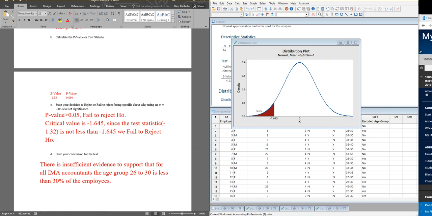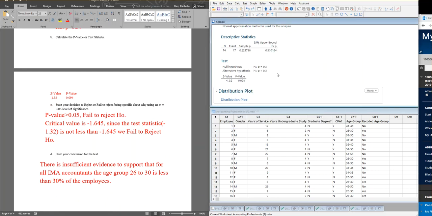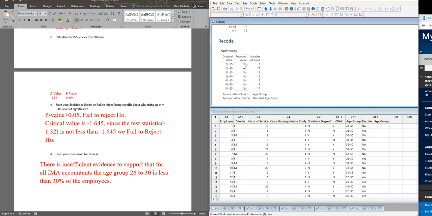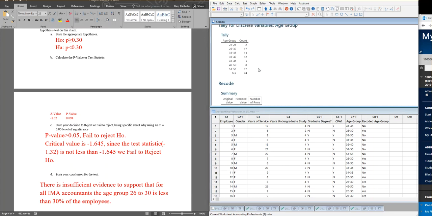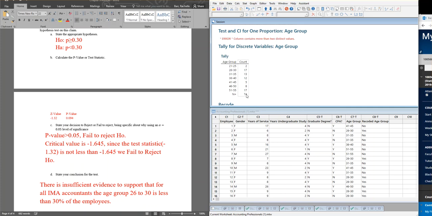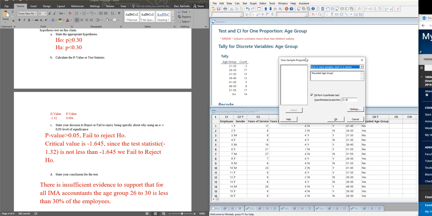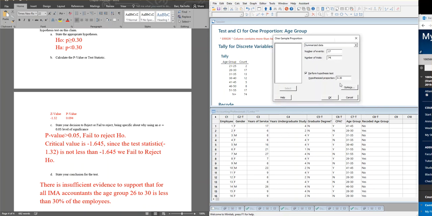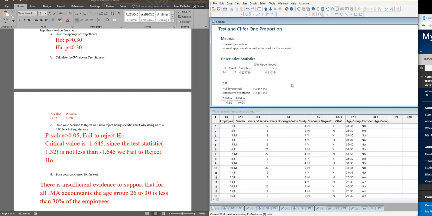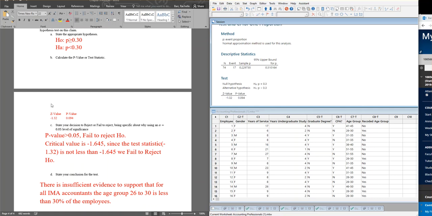Good times. So another way you could have done this, if you were worried about my whole recode job, is if you go back to the table right here. I want to leave my test statistic up here so you can see this comes out the same. You look at this and you're like, okay, 26 to 30, that's 17 out of 74 of them. So what I could do is go to stat, basic statistics, one proportion, and instead of using the recoded age group as my variable, I could have just gone to summarize data and said there's 17 of them out of 74. This is going to come out exactly the same. So now if I hit OK, oh hey, look, it's the same Z and T value as if you had done it using the sample.